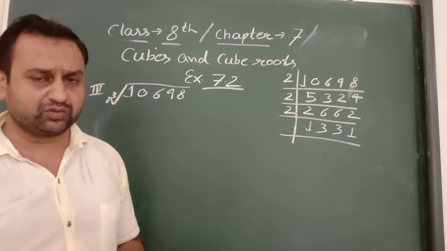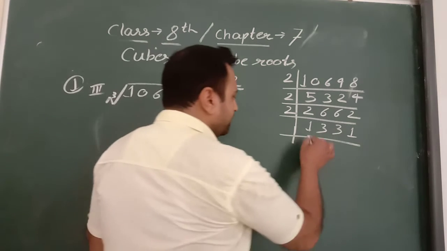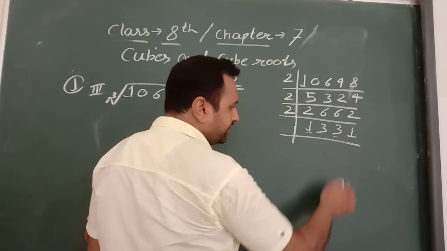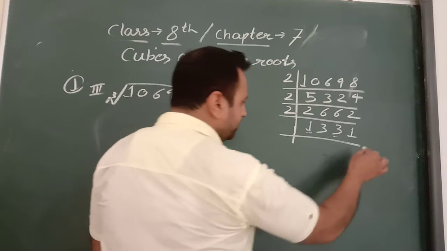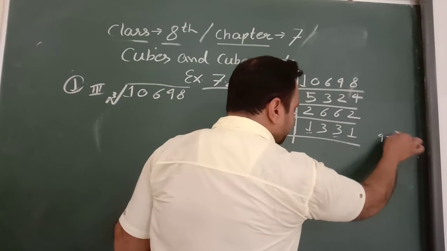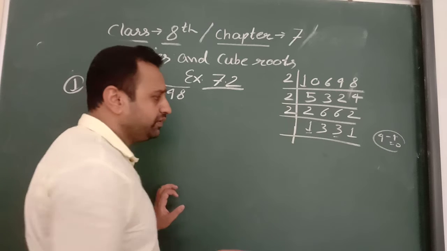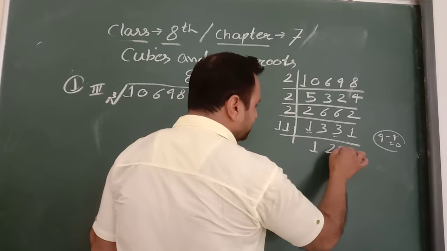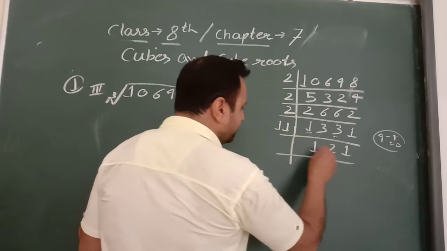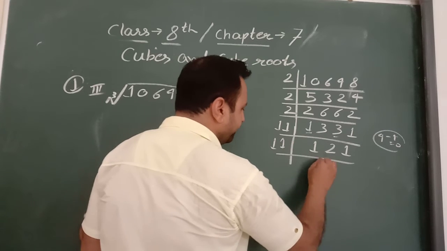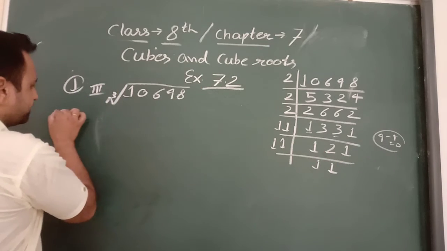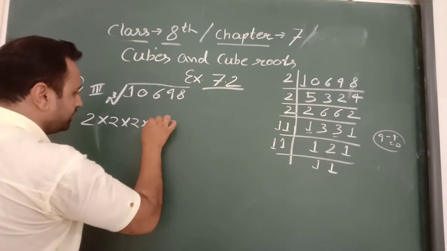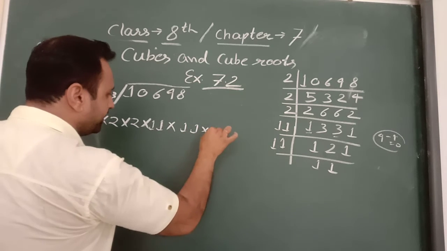What is the procedure to check divisibility by 11? Add these two digits, we get 4, and add these other two digits, we get 4, and 4 minus 4 is 0. So this number is divisible by 11. Now divide by 11. 11 1s are 11, 11 2s are 22, 11 1s are 11. 121 again divide by 11. So its prime factors are 2 multiply 2 multiply 2 multiply 11 multiply 11 multiply 11.